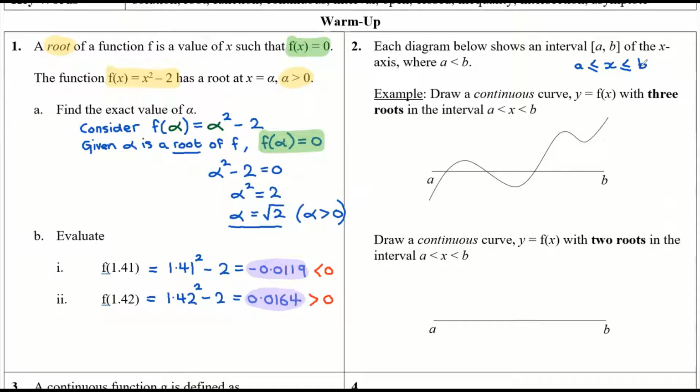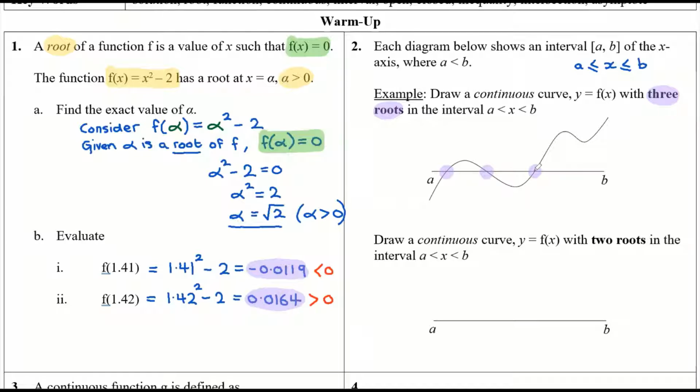So, the example is draw a continuous curve y equals f of x with 3 roots in the interval. So 3 roots is emboldened to show that that's the important part. So the interval is clear. It's just where the line occurs. And have we got the 3 roots? Well, yes, we do. The 3 roots are where the curve crosses the x-axis, where f of x equals 0. So we have 1 there, 1 there, and 1 there. So we do have the 3 roots.